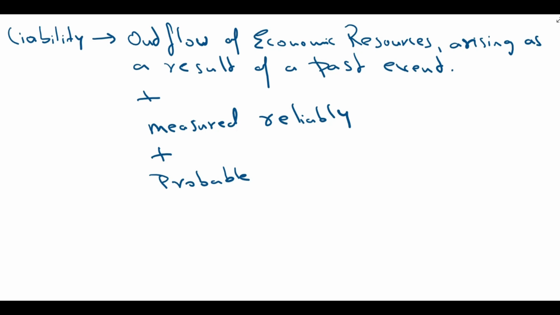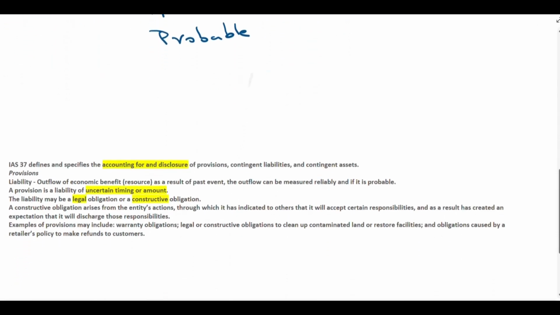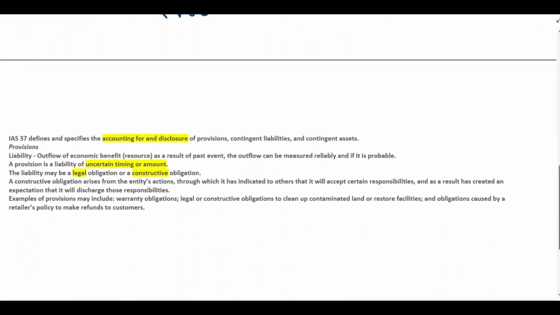So all these make liability a present obligation. It is a present obligation. Okay. So this is liability and provision is a type of liability. Now let's dive into what is a provision then.